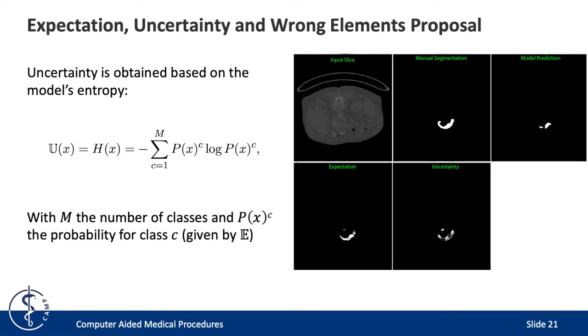In this image here, I hope you can see my cursor. In the uncertainty image, the high intensity or brighter regions indicate high uncertainty areas. As you can see, if we compare, for example, the manual segmentation with the model's predictions, the uncertainty is already highlighting some elements that could actually be incorrect when we compare the model prediction with the manual segmentation. So this is something good. It's a property that I would like to use, to have these indicators about what is wrong in the model prediction.